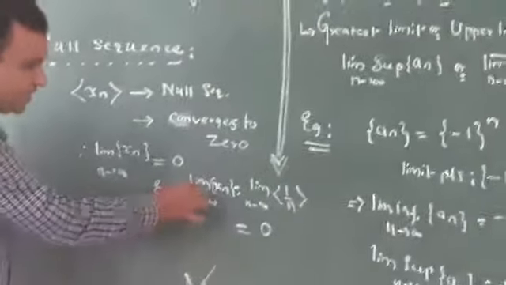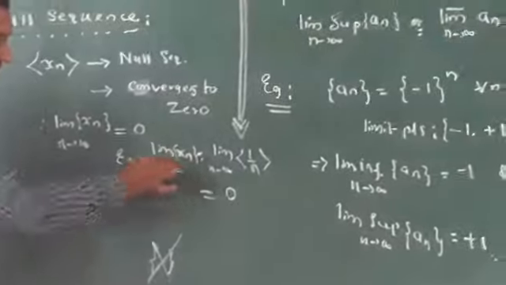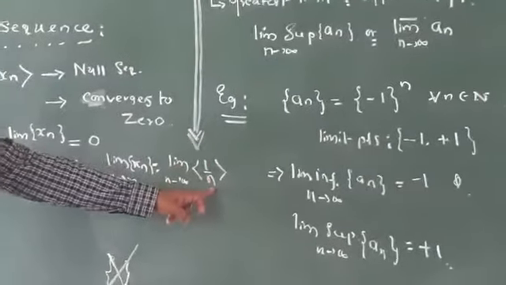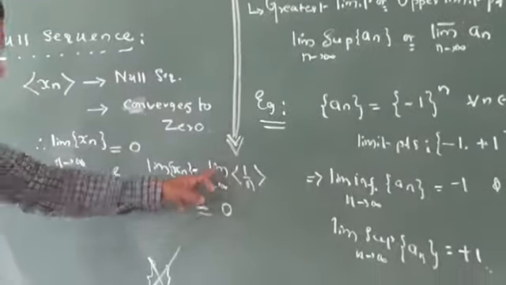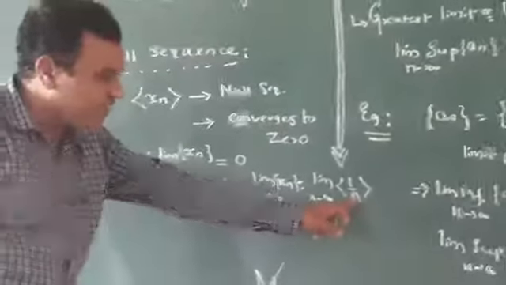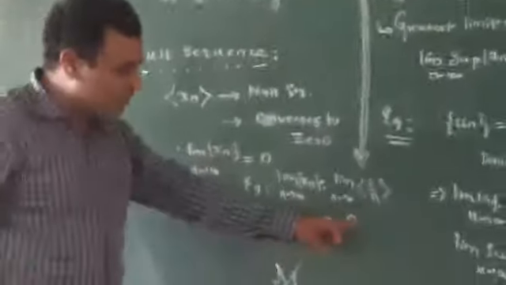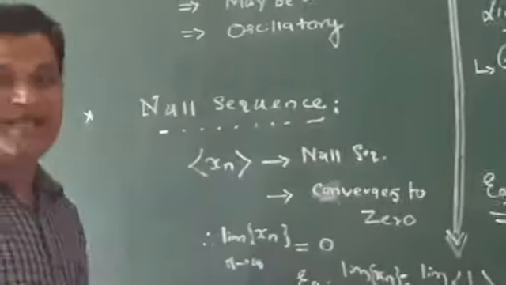One example we may consider: the limit of Xn as n tends to infinity, where Xn is 1 by n. As n tends to infinity, it becomes 1 by infinity, and 1 by infinity means 0. If a sequence tends to 0, it is said to be a null sequence.